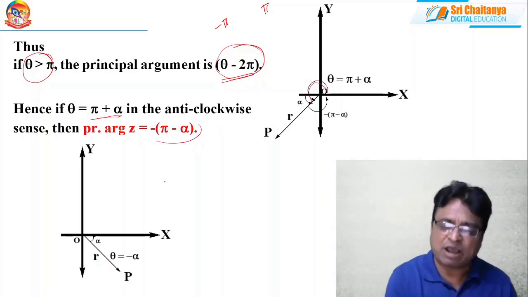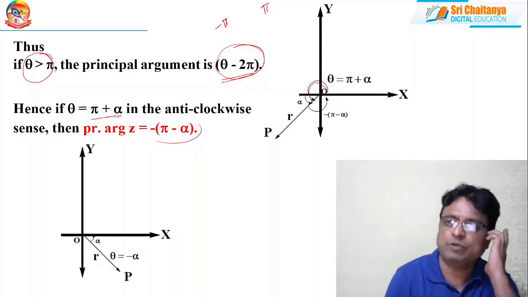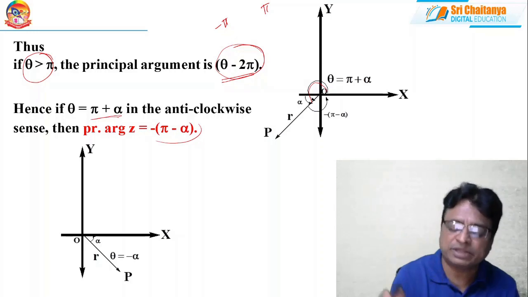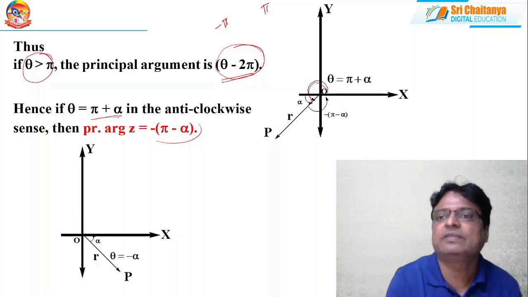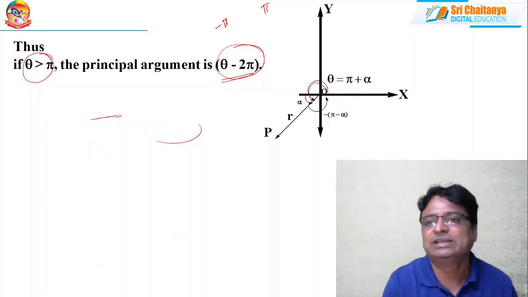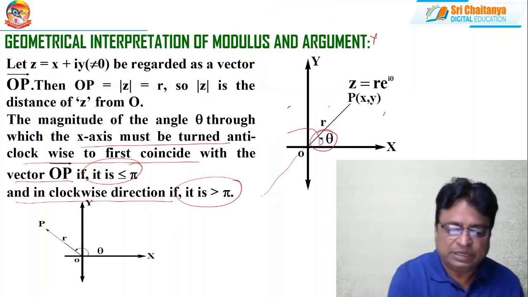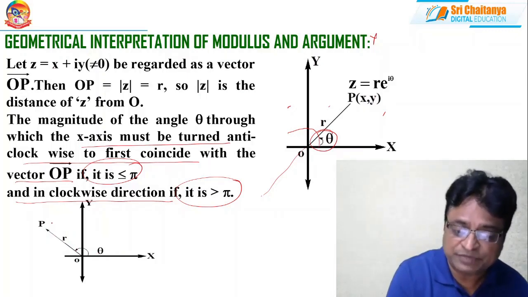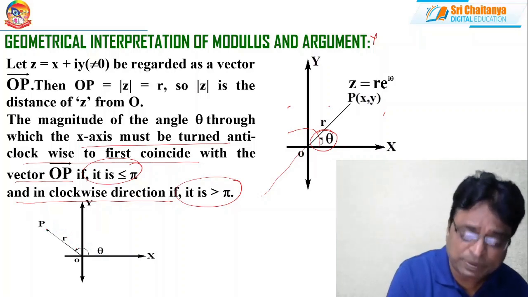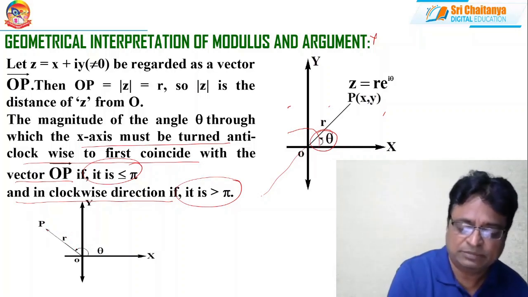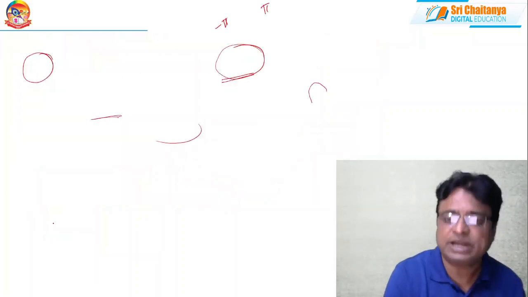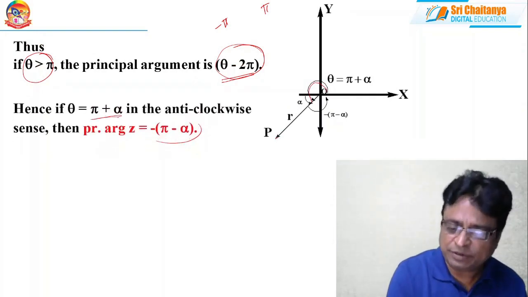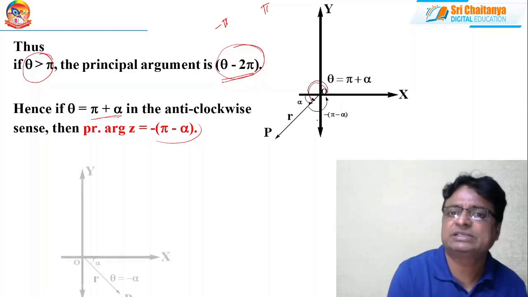So you just imagine how we are rotating clockwise and anti-clockwise. Based upon the principal argument, we are locating where the position of the point lies. If we see very carefully, if theta is less than or equal to pi, the situation is like this. If theta is more than pi, the situation is like this. If theta is equal to pi plus alpha, then the situation is like this.